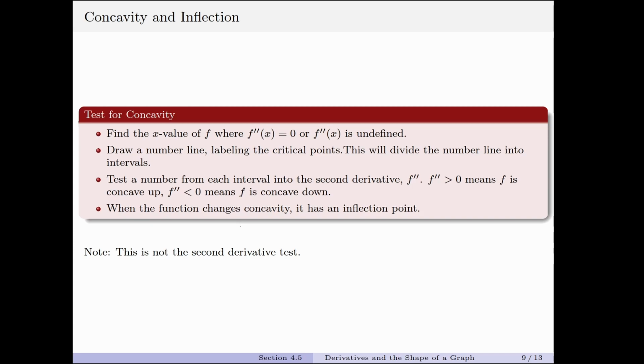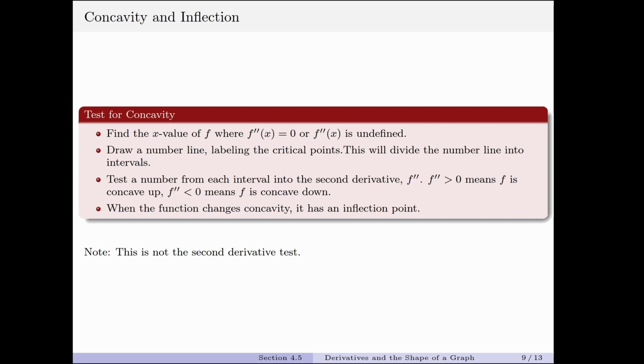Now, there's not a first and second derivative test for concavity. We just have this one test, and we don't really have a name for it other than just the test for concavity. So first we're going to find the x values where the second derivative is either 0 or undefined. This is like a critical point, except it's for the second derivative. And for the first derivative, we use that convenient name, critical point or critical number, to tell us where the first derivative is 0 or undefined.